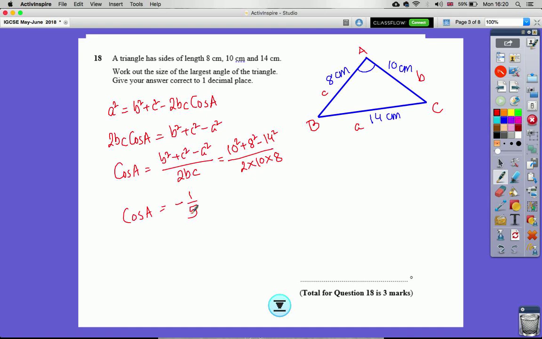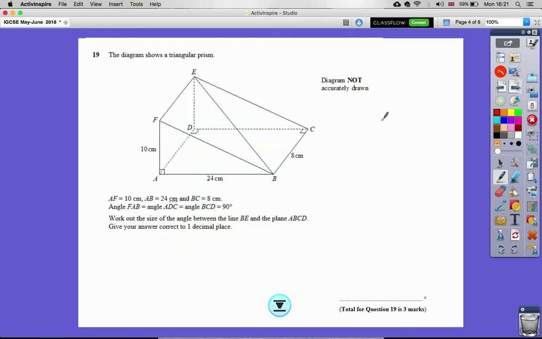Because 10 squared plus 8 squared minus 14 squared gives you negative 32, divided by 160, is negative 1 over 5. So the value of a is going to be cos inverse of negative 1 over 5, and that will give you 101.5 degrees, correct to 1 decimal place. So the answer is 101.5 degrees.